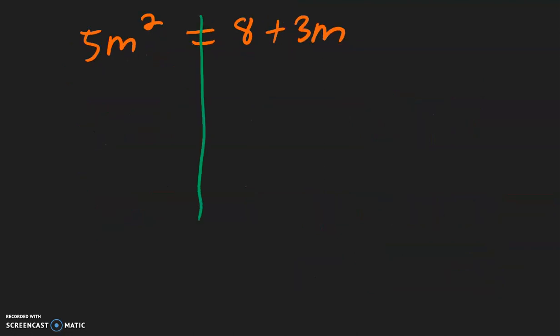For this example, we look at it and see that it is not in the correct form. We need to have a 0 on the right side. And on the left side, everything needs to be in standard form. So we first need the 5m squared. After that, we need the 3m first. So this positive 3m needs to move over, becomes a negative 3m on the left side. And then we need the constant, this positive 8, comes over, becomes a negative 8.